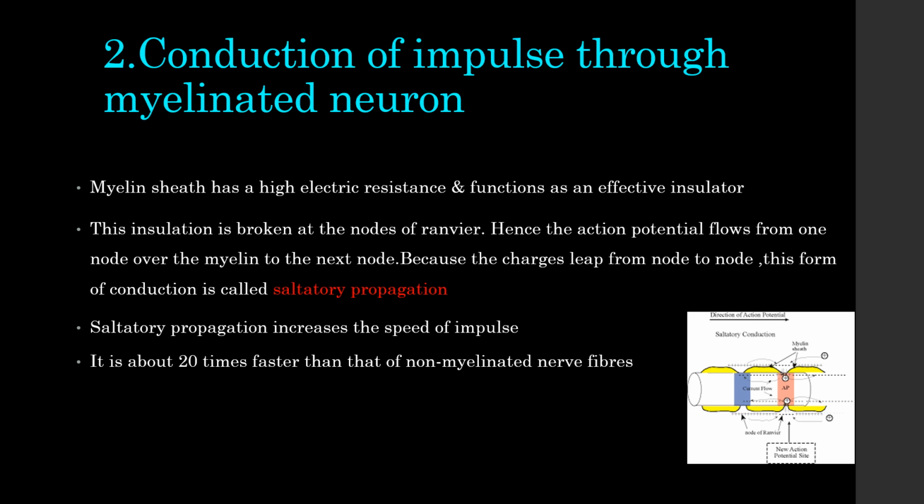The impulse transmission takes place outside the nerve fiber. That is, the impulse is transmitted from one node to another node. It jumps from one node to another node. Such a type of transmission is said to be saltatory propagation. And one more important point regarding the myelinated neuron is that this type of impulse transmission is 20 times faster than that of the non-myelinated nerve fiber.